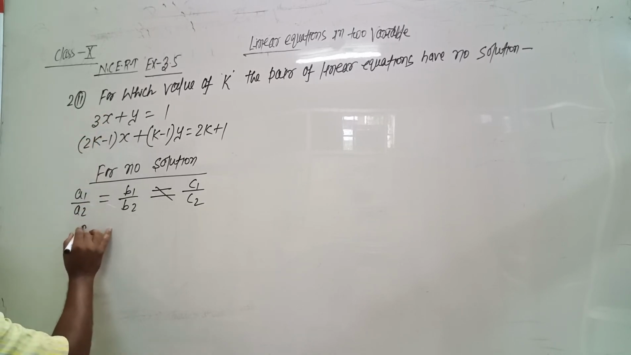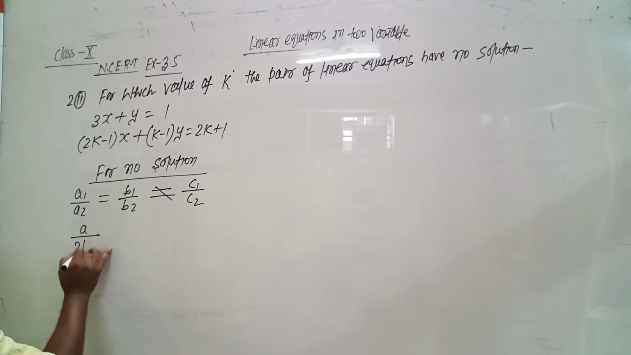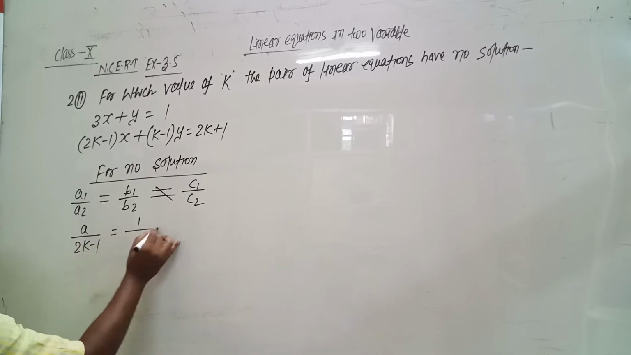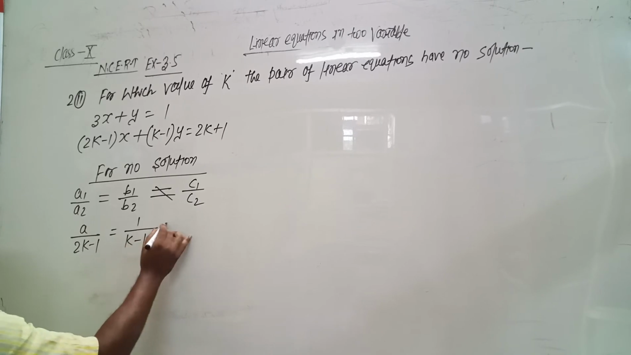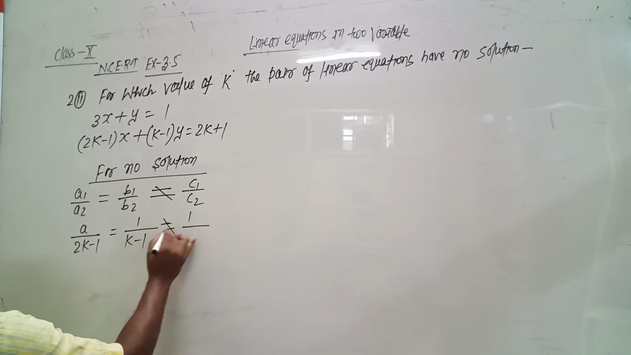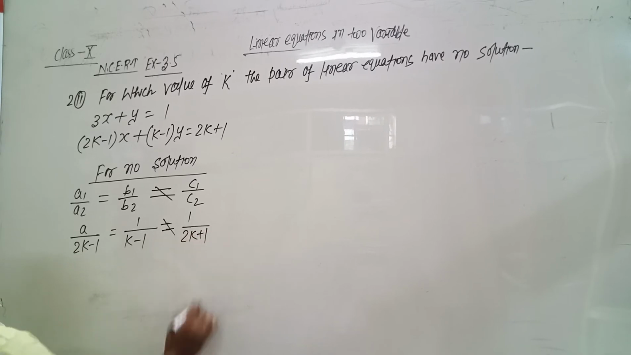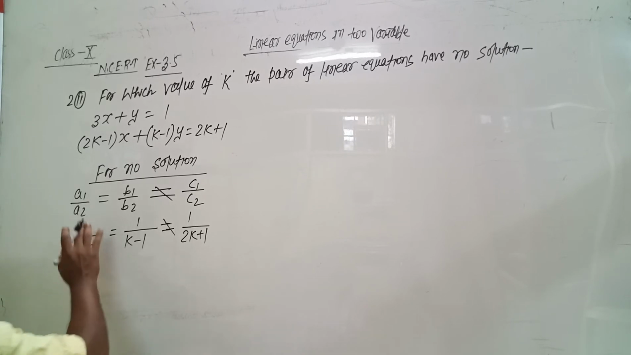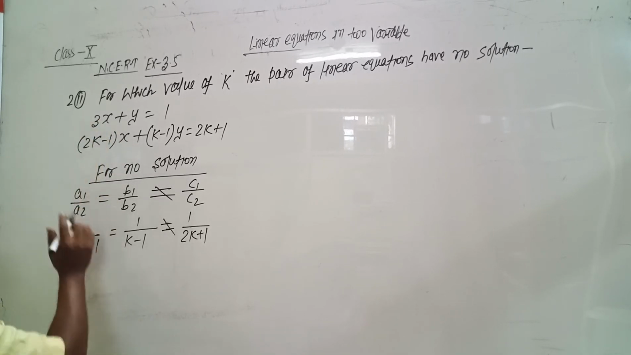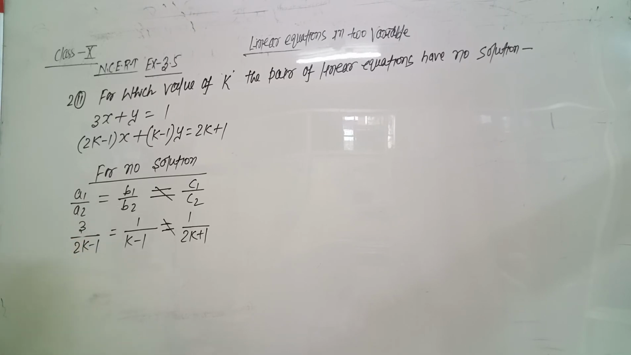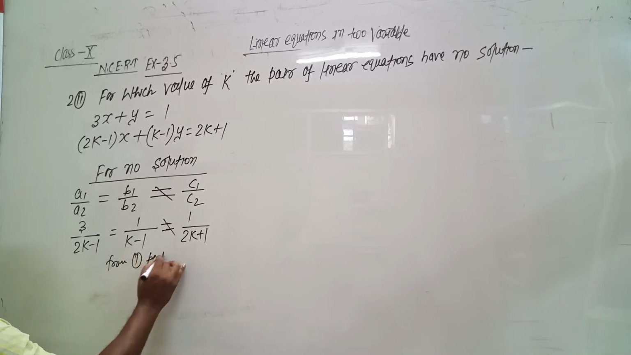The value of a1 is 3, the value of a2 is 2k minus 1, the value of b1 is 1, b2 is k minus 1, c1 is 1, and c2 is 2k plus 1. So we solve first two parts. So from first part and second part.